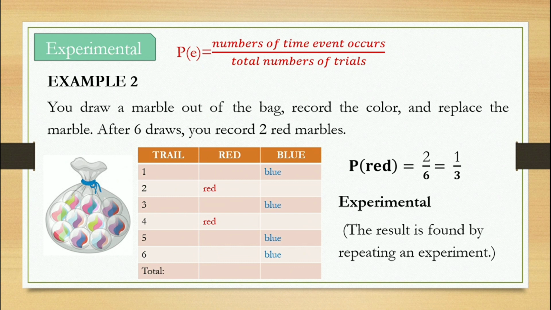Then the result is found by repeating an experiment. So that is for the experimental probability.